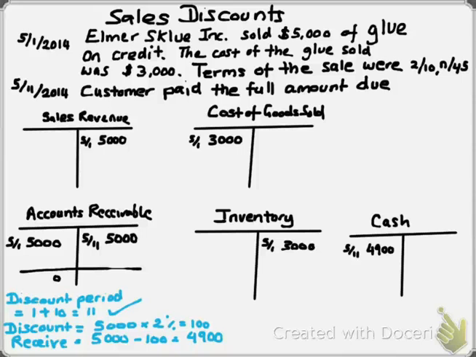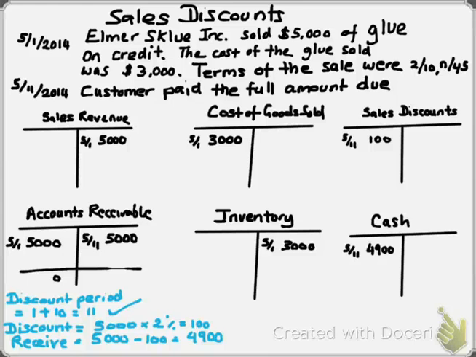When we record this discount, we're going to use a separate account called sales discounts. So we're short a debit of 100, so sales discounts gets debited for 100. If you remember, when we were recording purchase discounts, we recorded it using our inventory account, but here we have a separate sales discounts account and we record it in this account.